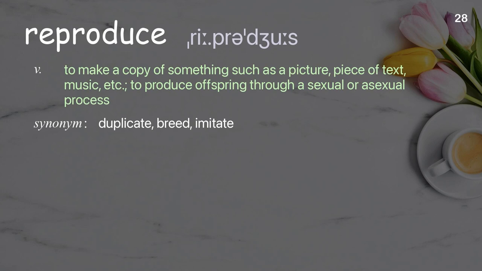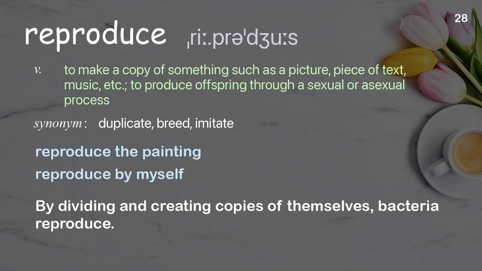Reproduce. To make a copy of something such as a picture, piece of text, music, etc.; to produce offspring through a sexual or asexual process. Examples: reproduce the painting, reproduce by myself. By dividing and creating copies of themselves, bacteria reproduce.